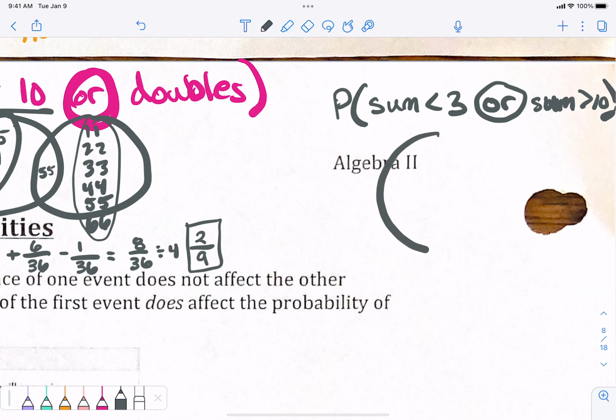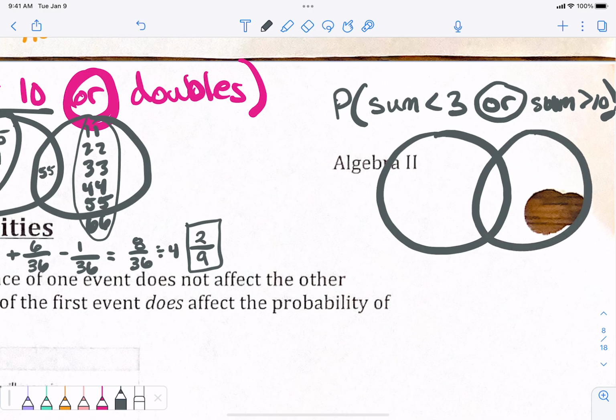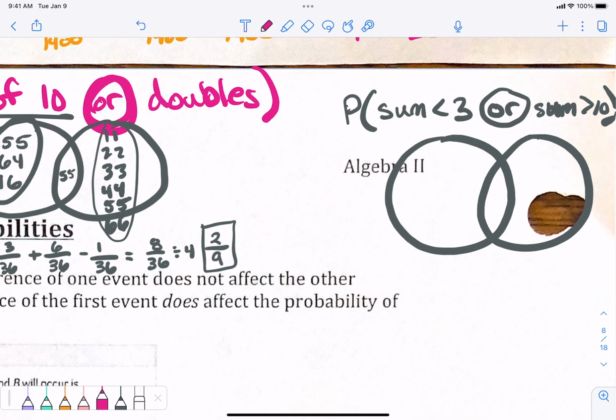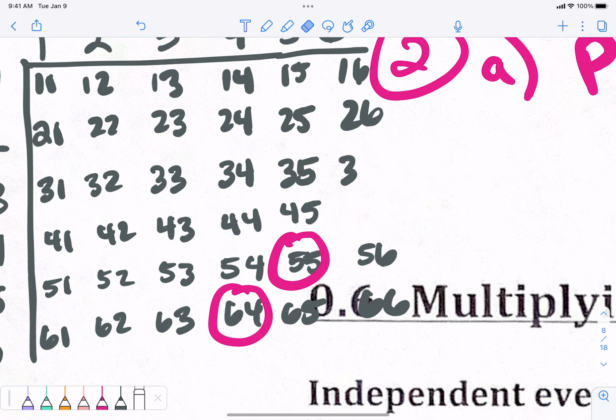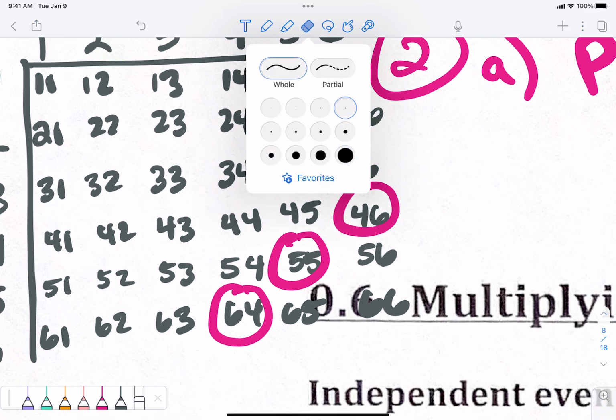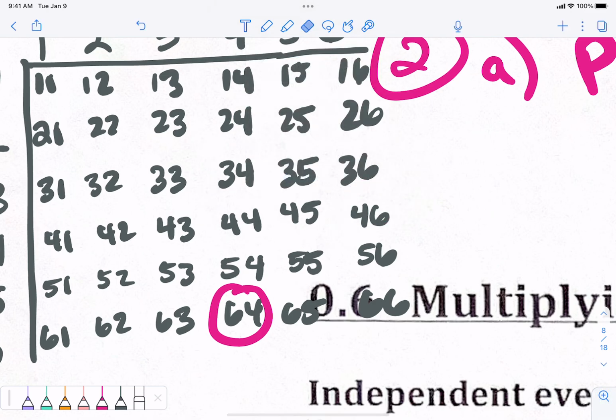Okay, so I'm going to do my little Venn diagram here. We're going to list combinations of sum less than 3. Okay, sum less than 3. That means I'm adding them together and it has to be less than 3. Okay, sum less than 3 is 1 and 2. Is that combination less than 3? No, that is 3. 3 is not less than 3. Okay, so 1 and 1 is less than 3.